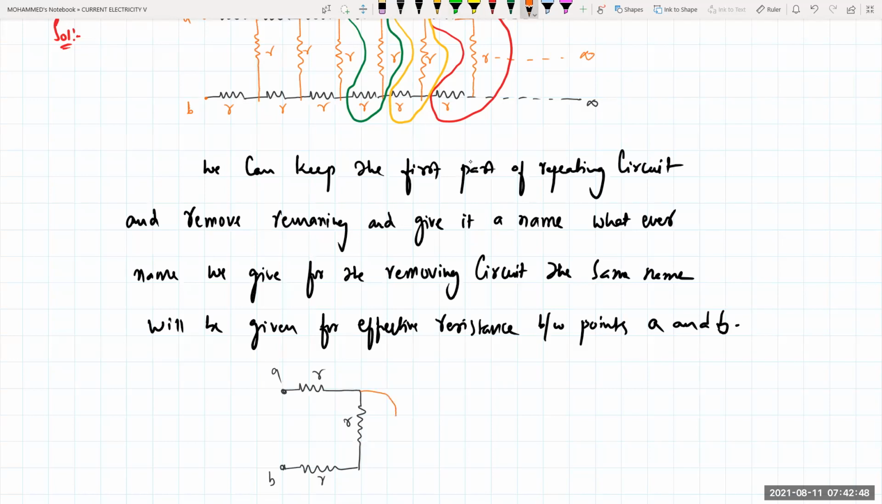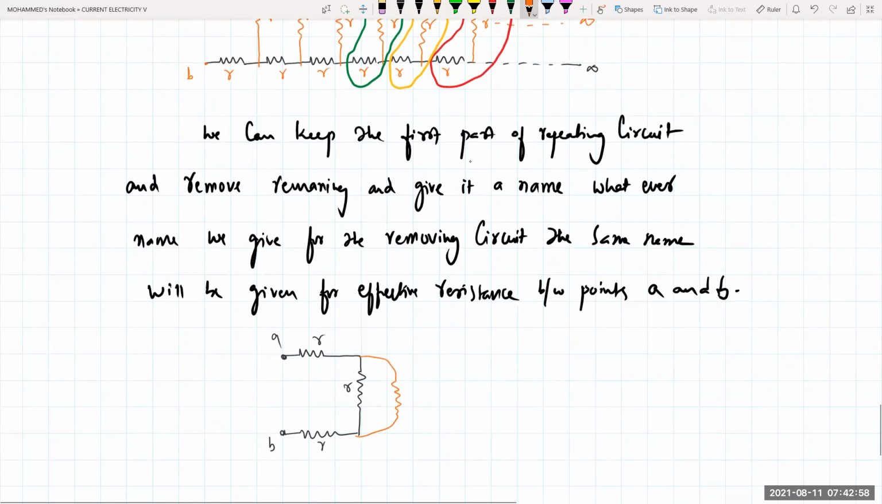After removing, whatever resistance comes, we give that resistance a name. Whatever name you want to give, X, Y, Z, Amitabh Bachchan, Shah Rukh Khan, anything. Whatever name I give it, the same name should be given for your A and B. So after removing the repeating circuit, suppose I call it X.